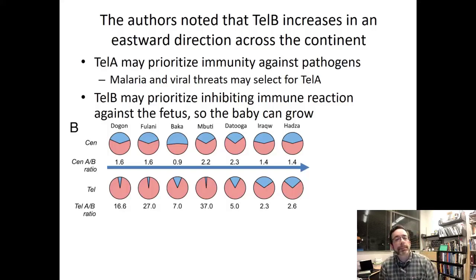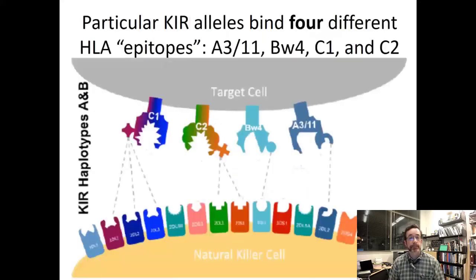So it looks like TLB may prioritize the inhibitory immune reaction against the fetus so that the baby can grow. And of course, this is a mixture of inhibiting and activating KIR receptors. I'm just talking about having an immune system that can serve its role in the placenta versus having an immune system that can be activated quickly against infections like malaria and viruses.